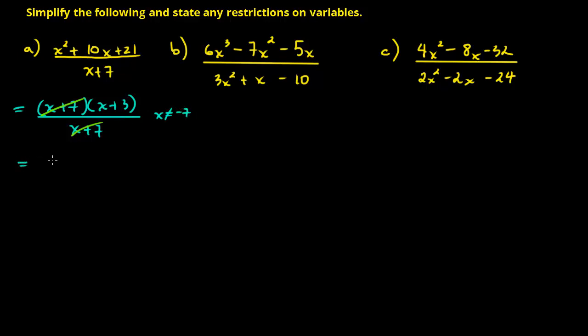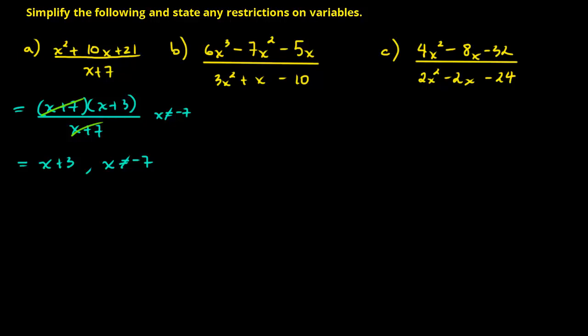So I have to write out that restriction, and this reduces to x plus 3. And finally, I'll write out the restriction that I wrote down on the side. This expression is equivalent to x plus 3 with the restriction that x cannot be equal to negative 7.